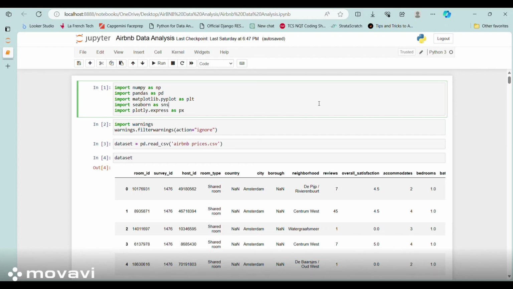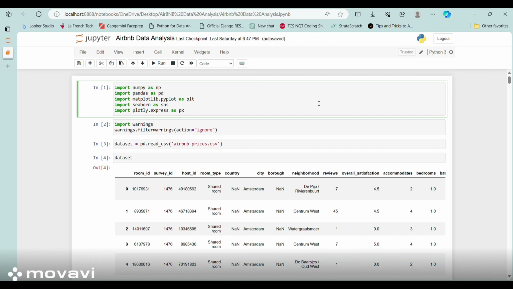We import the Matplotlib.pyplot module as PLT. Matplotlib is a popular library for creating static, interactive, and animated visualizations in Python. We import the Seaborn library as SNS. Seaborn is built on top of Matplotlib and provides a high-level interface for creating aesthetically pleasing statistical graphics.